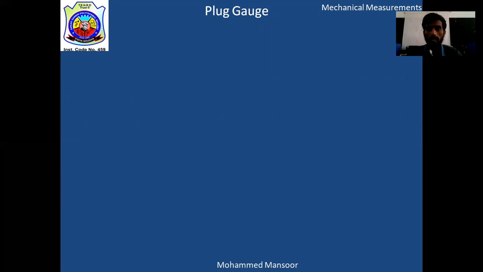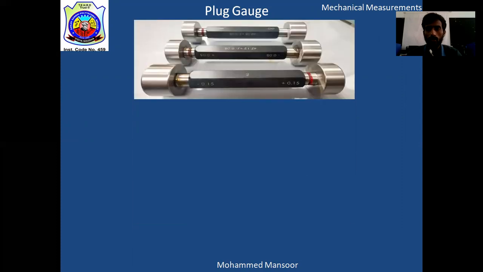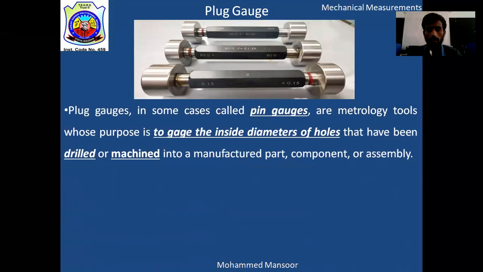Let us study the plug gauge. The first type of gauge is the plug gauge. The figure shows the plug gauge. Sometimes these gauges are called pin gauges. Why do we call it a pin gauge? Because we insert it inside a hole. We plug it inside a hole, so we call it a plug gauge, or sometimes a pin gauge.